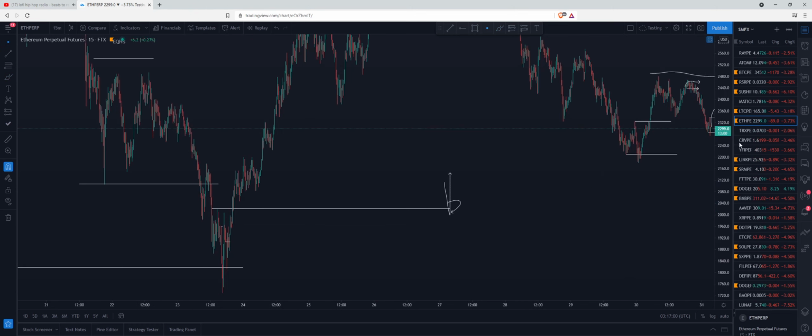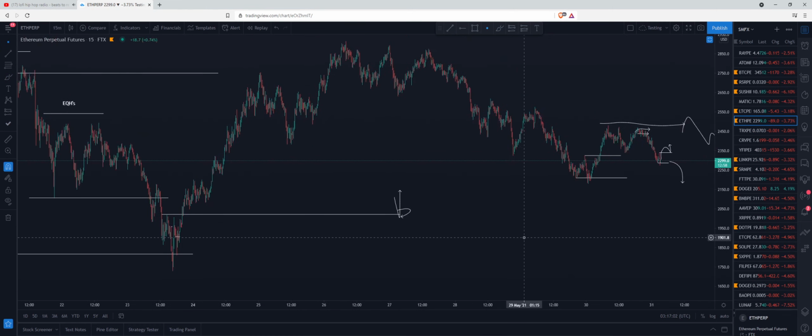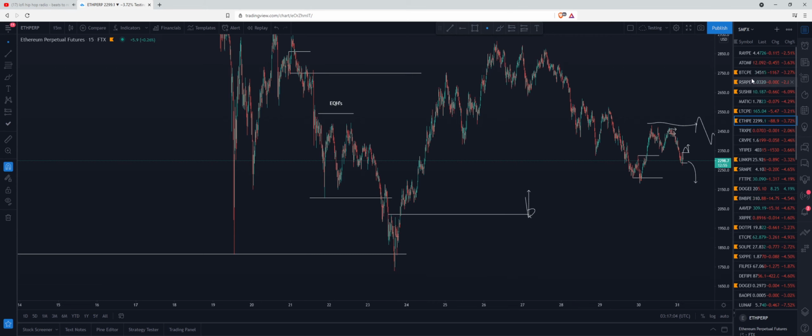For ETH, I would like this level to hold. What that means for Bitcoin, it could mean that we just take the lows. So the most ideal bullish scenario would be Bitcoin taking some higher time frame lows, Ethereum retesting this level, and alt retesting a similar level.